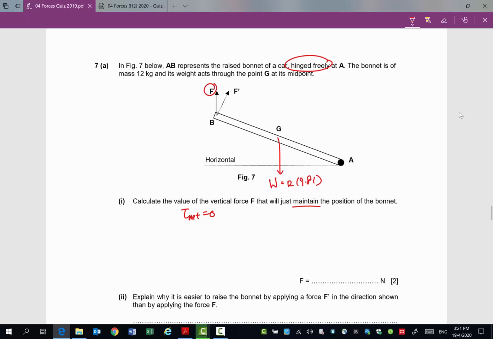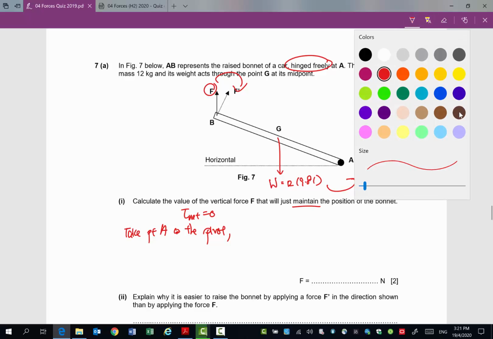And I've also mentioned in lecture before, for such a question in the presentation, we must clearly state which point we are taking as pivot. So therefore, we will state it. Take point A as the pivot. Using point A as the pivot, force F will be the one that provides the clockwise moment. The weight will be the one that provides the anti-clockwise moment. And to find moment, we will therefore need the length.